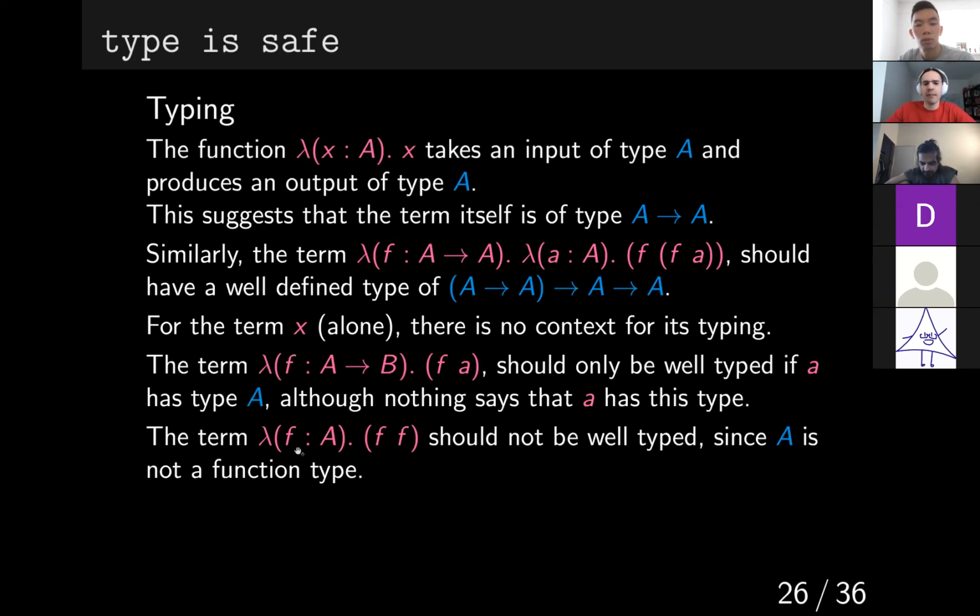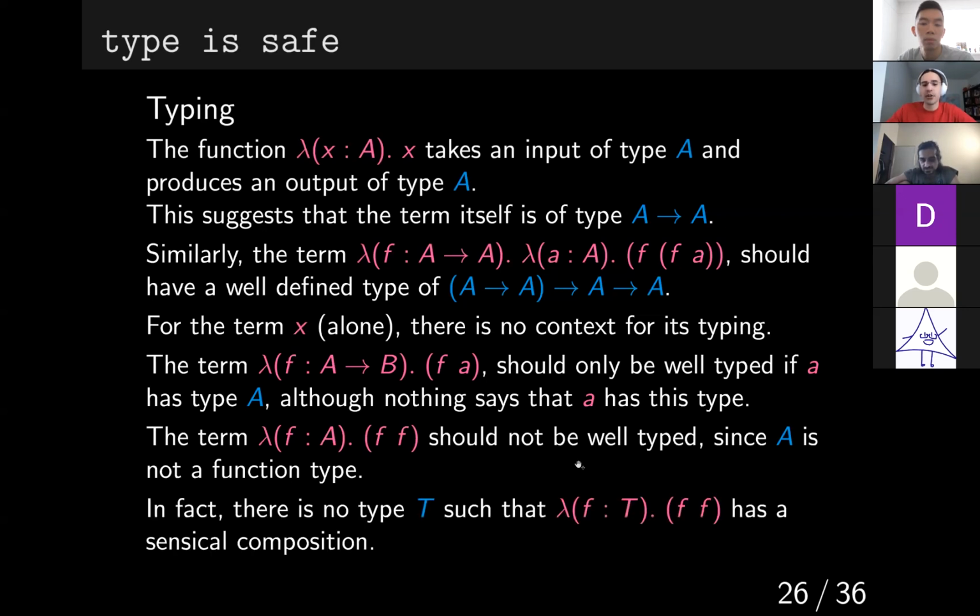Now, what about the self-application function, where I applied f to f? Well, f was of type A. A is not a function type. A is just an atomic type, so this shouldn't make sense. F should not be a function according to these types, so this does not look like a term in which the typing makes sense. In fact, you can show that there is no type T such that this composition is sensical.